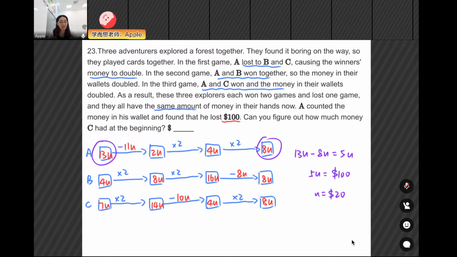Then back to the question. The question is asking you how much money C had at the beginning. C had 7 units, so 7 units equals $140. So here, write it down.